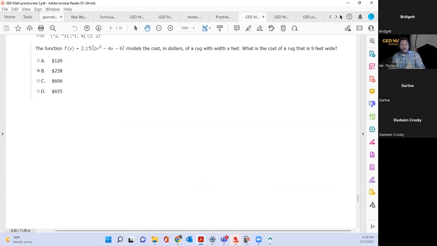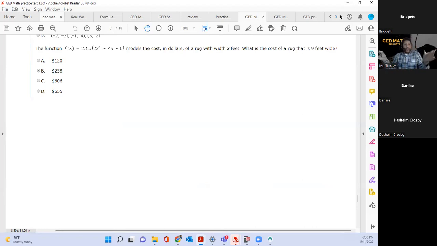They gave you the function and what the function is, because they had to describe what the variable stands for. No matter what an equation is, they must explain what that variable is. So that variable X is the width of the rug. But then the second part is, what do they want to know? What is the cost of a rug that is 9 feet wide?